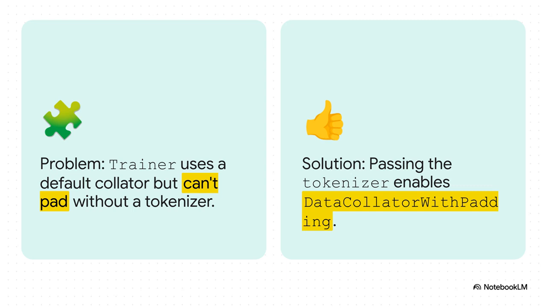It's missing a key piece of information. And the fix? It's actually super simple. Just pass the tokenizer into the trainer's arguments. That gives it everything it needs to build batches correctly.